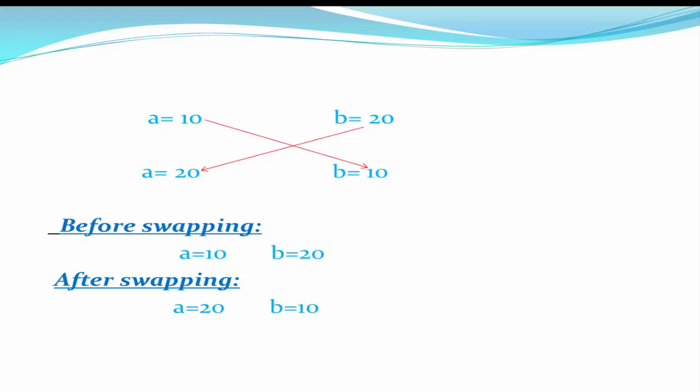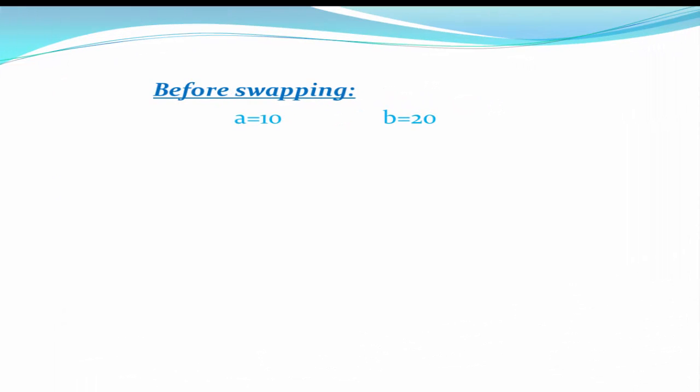To do this we need a third variable. You can call it as a temporary variable. Here we initialize a equal to 10 and b equal to 20, and now we swap these two variables a and b. First we copy the value of the variable a to the temporary variable temp. So write here temp equal to a. The variable temp hold the a's value.